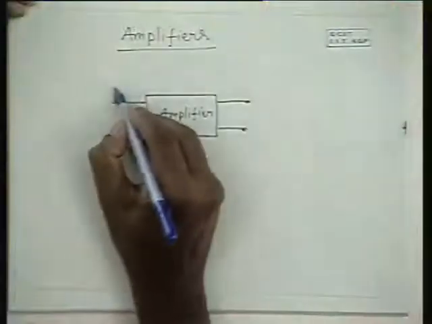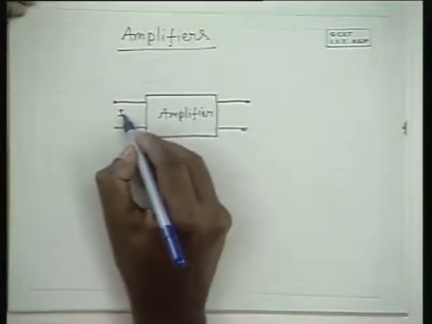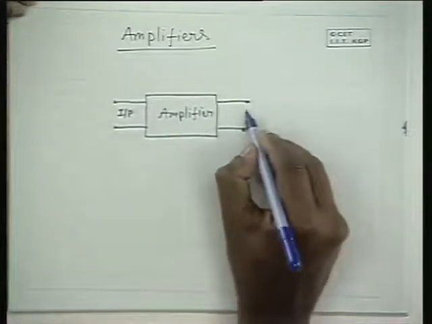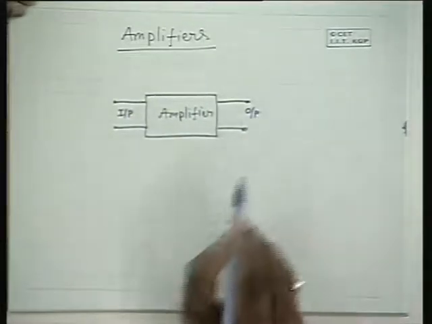The signal may be amplified in voltage or current or both. So there would be some power gain when you use an amplifier for the input signal. Please look at this diagram. The amplifier has an input port here, and we apply an input to the input port and we get an output at the output port.